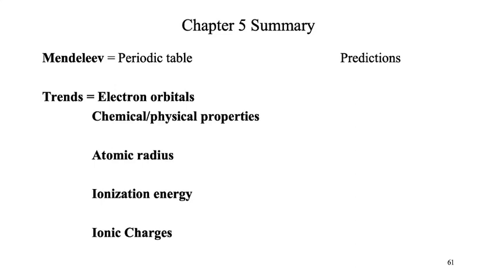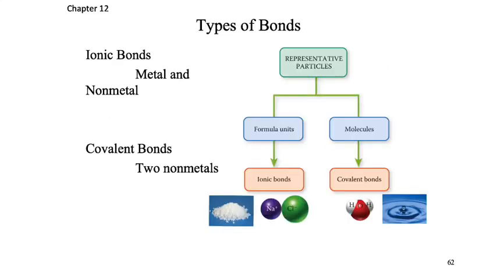Kind of makes sense. If you've been following along, that should already be set. Which then takes us into Chapter 12, which is now talking about the types of bonds. I take different atoms, I bring them together, what kind of bond do I get? Right now, we'll have two classes: ionic bonds and covalent bonds. Why do we have two different classes for bonds? Metal and a nonmetal versus two nonmetals.